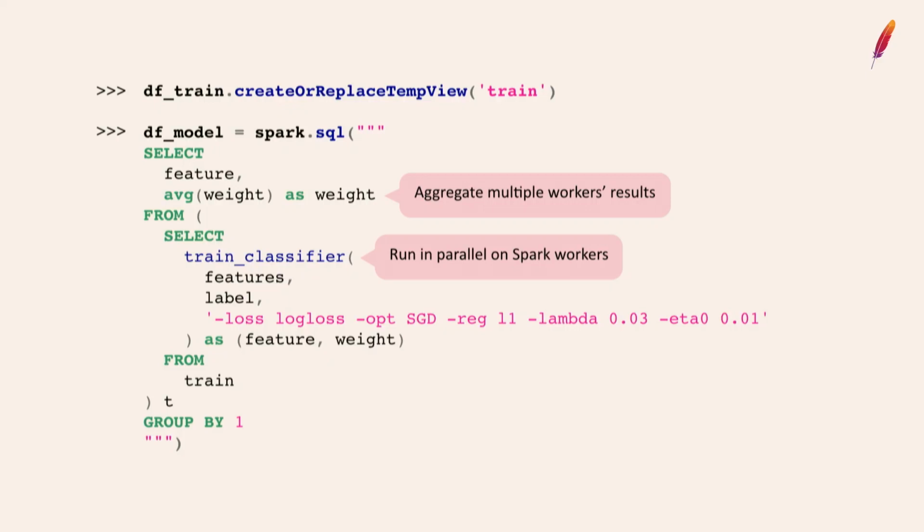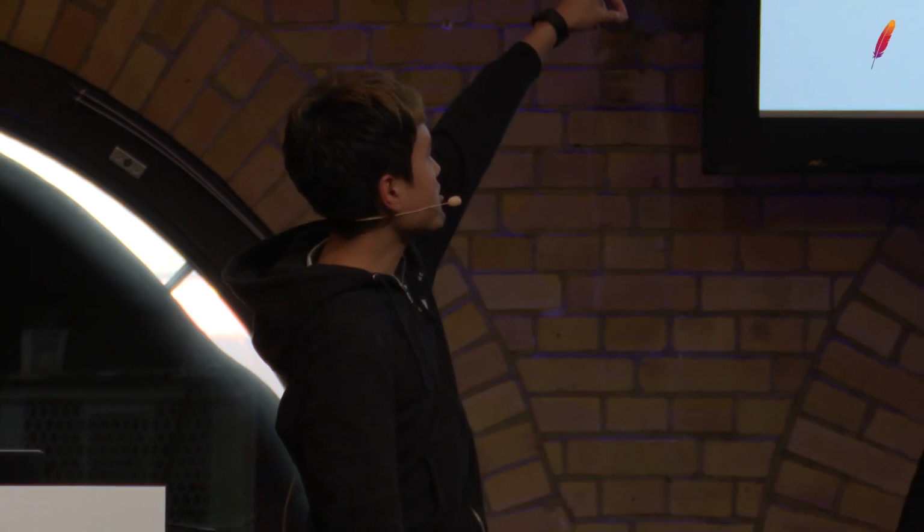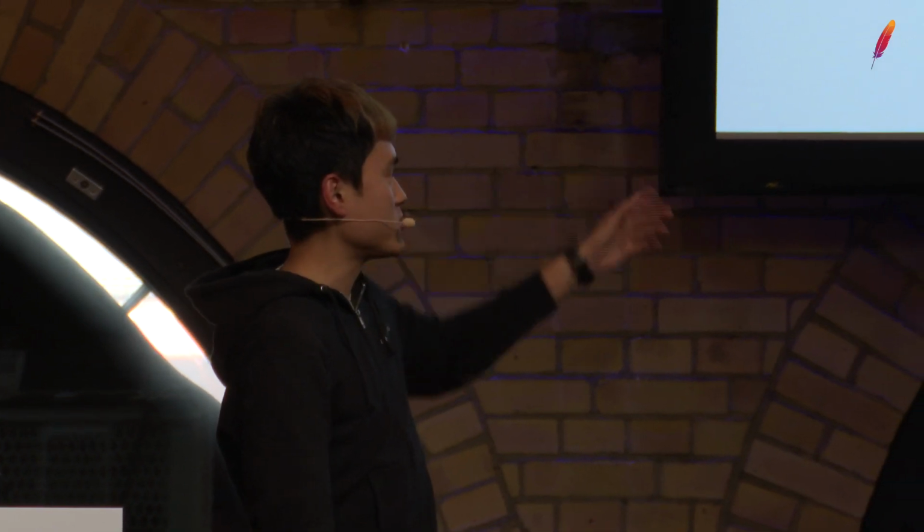Internally, the train classifier runs in parallel in the Spark environment, and obviously the training is happening in a distributed manner. So eventually, multiple outputs come from multiple workers, and finally you have to aggregate the training result into a single model. That's why we have feature and average and group by operations outside of the training function or statement.